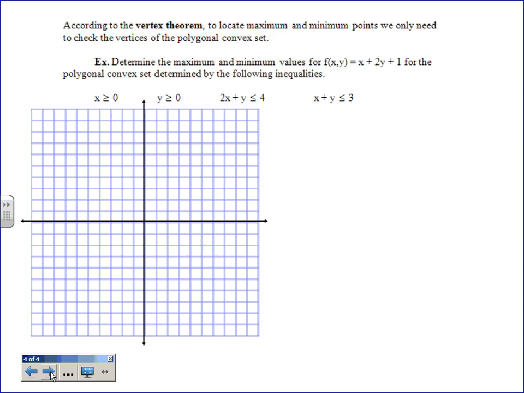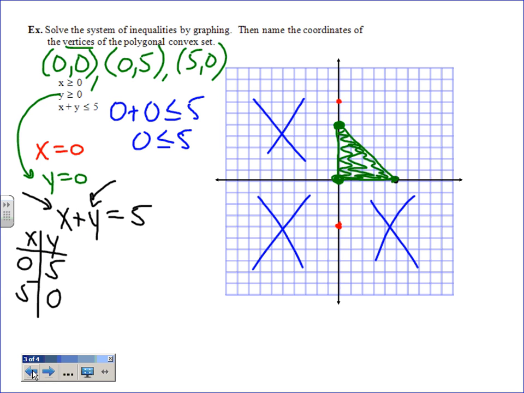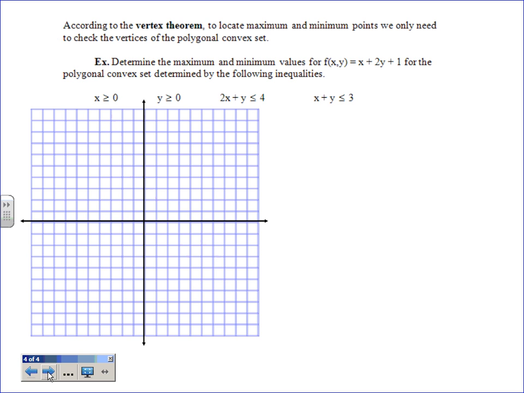So here we go. According to the vertex theorem, to locate maximums and minimums, all we need to check are the vertices. Because imagine if we had to check them all. You'd never be done. If you had to check all of them in that triangle, you would never be done. Because there could always be a point a little bit smaller than the one that you just tried. Right? And so you'd never be done. So that's why we find those vertices.